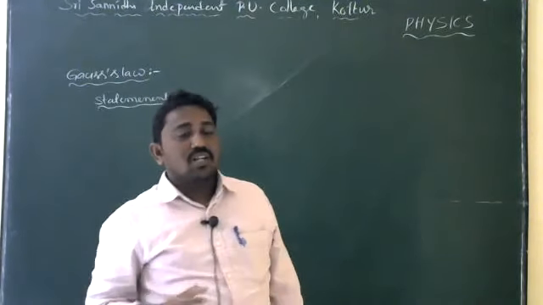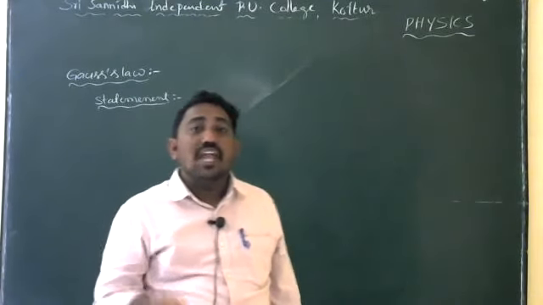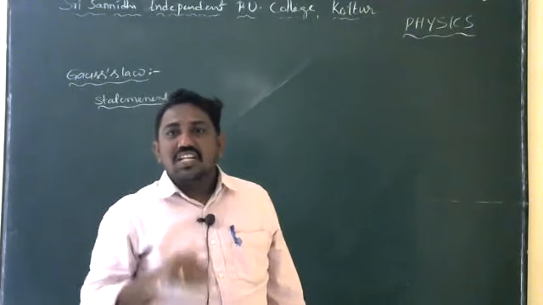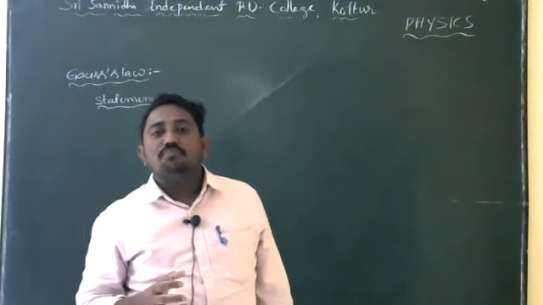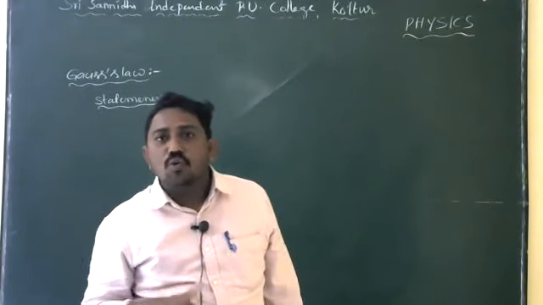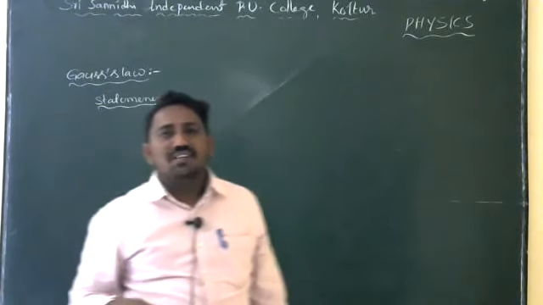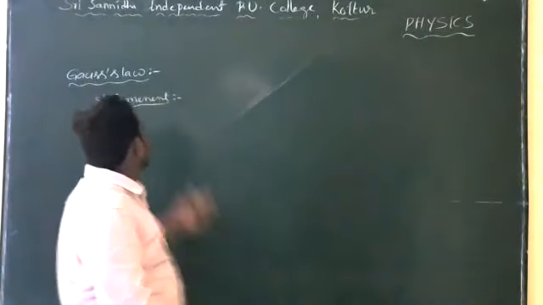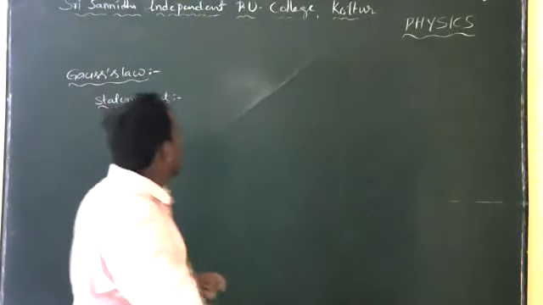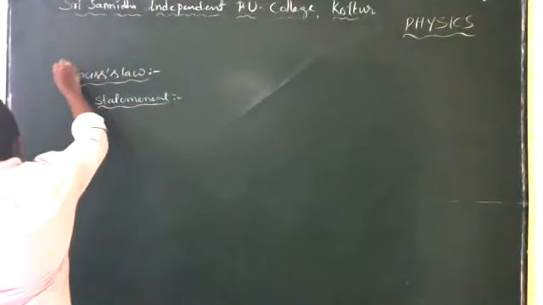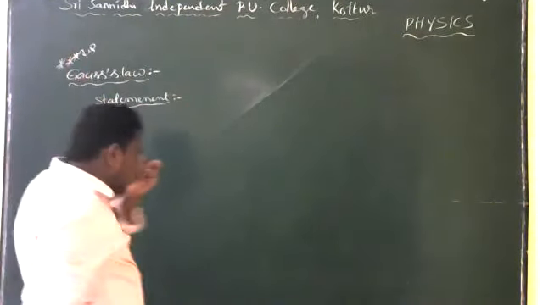It's very important. The total electric flux passing through any closed surface enclosing charge is equal to 1 by epsilon naught times the magnitude of the charge enclosed. Enclosed means inside. Okay, magnitude of the charge enclosed. So this is the statement of Gauss's law. Very important statement. Keep it in your mind. This is a very important question in your board exam. Okay. So what is the statement of Gauss's law?